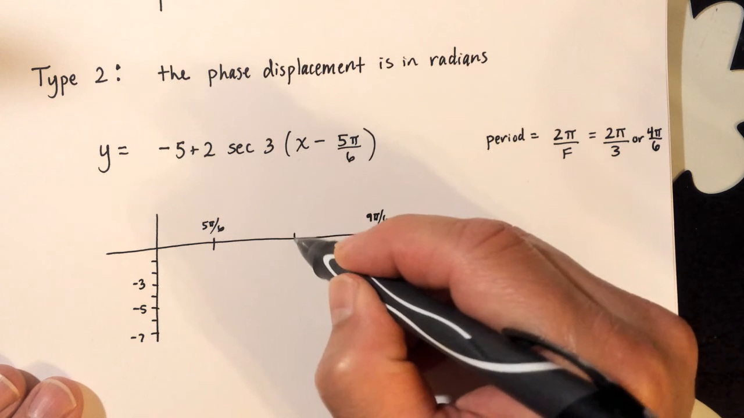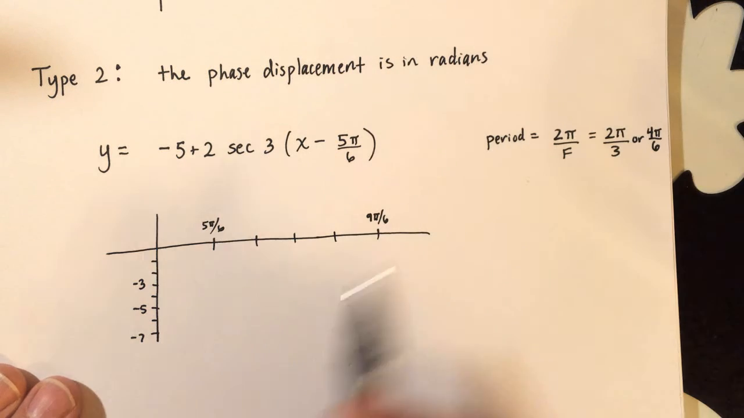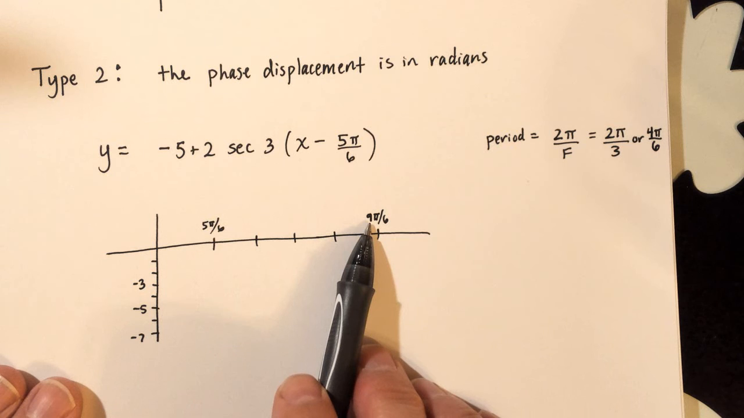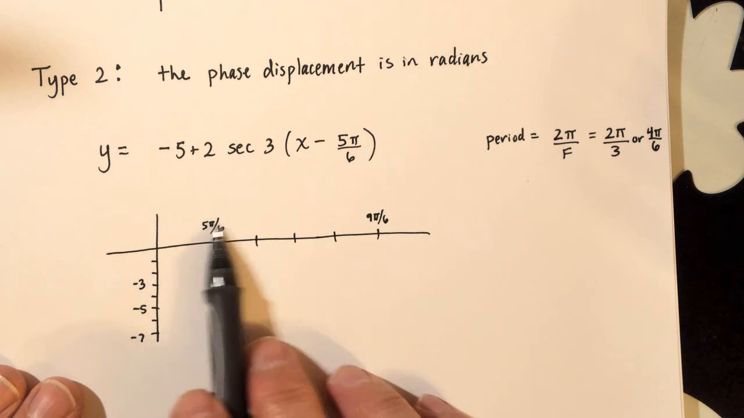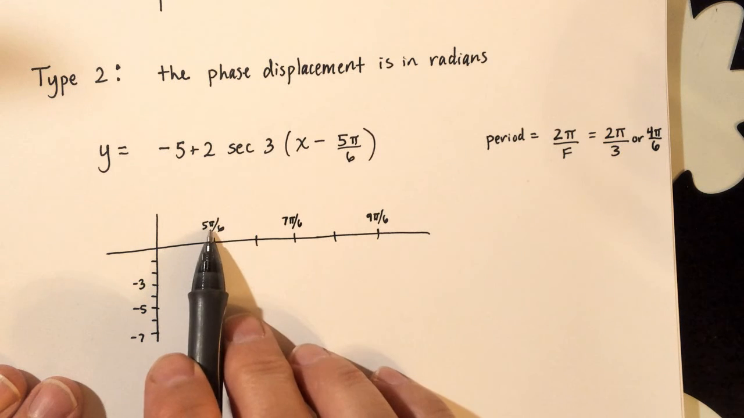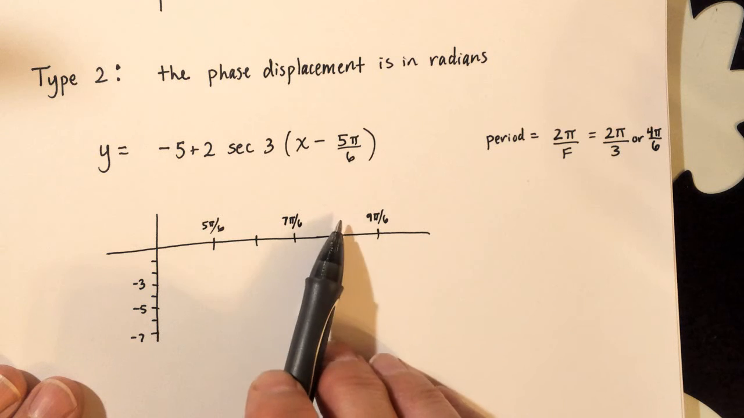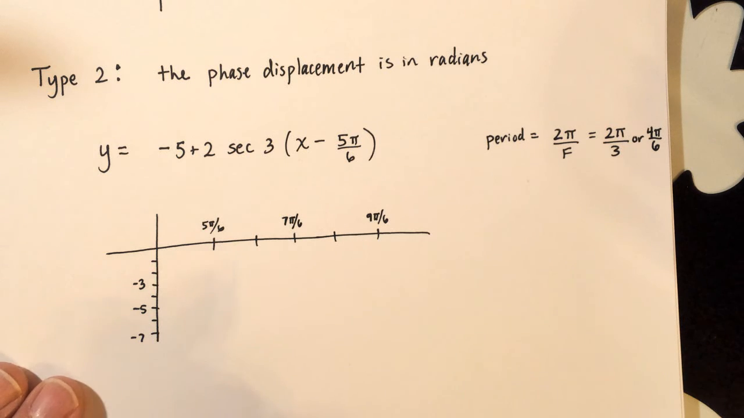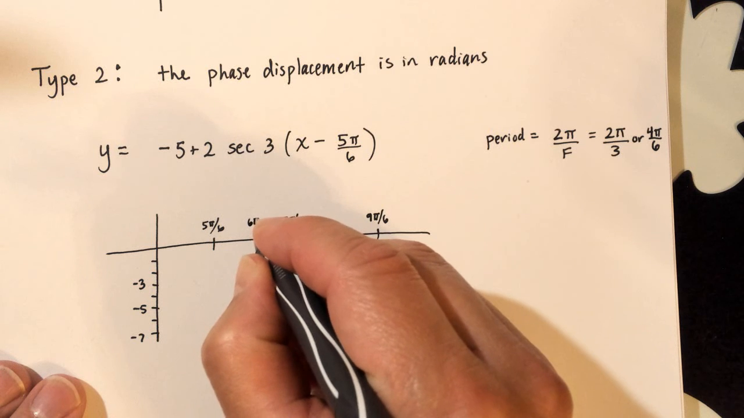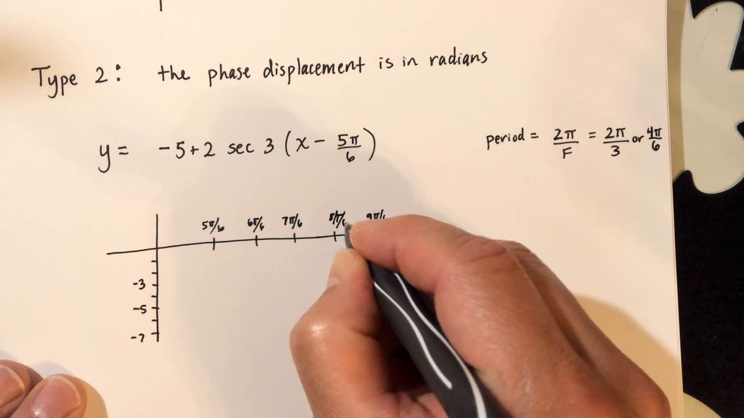And spacing, I really don't care about the spacing, by the way. But obviously, what's in between 5 pi 6 and 9 pi 6? 7 pi 6. What's in between 5 pi 6 and 7 pi 6? 6 pi 6. What's in between 7 pi 6 and 9 pi 6? 8 pi 6. So it's not that hard to figure out the spacing. It might be kind of hard to write it though.